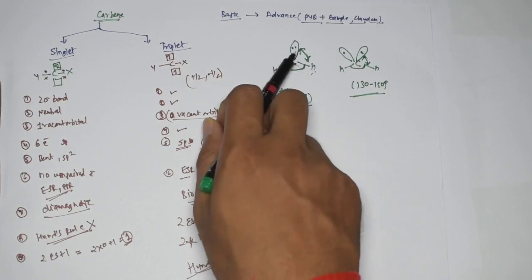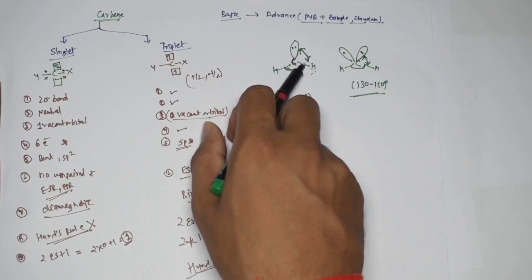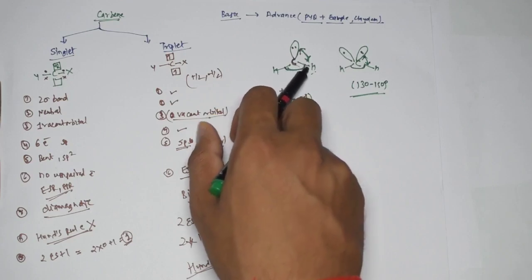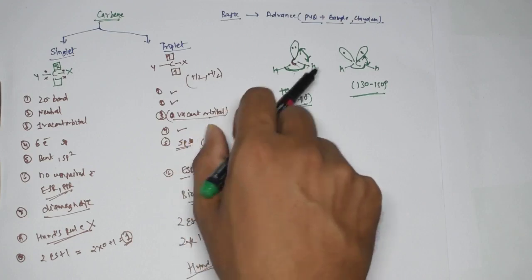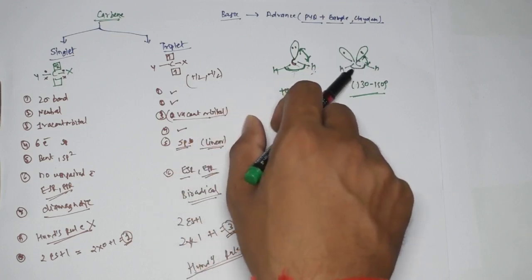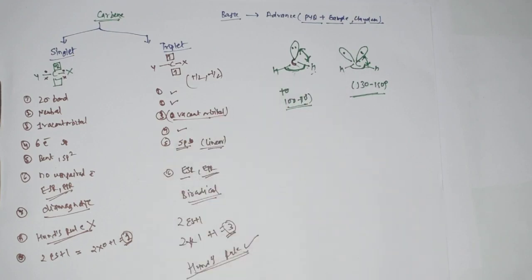The reason is actually what is happening over here. Please try to understand. Here we have this electron pair, and this electron pair will repel this hydrogen much. That's why this angle will be reduced. So that's why we are getting 100 to 110. Here we have less repulsion, so that's why this bond angle will be higher as compared to this one. So here we are getting 130 to 150, right?